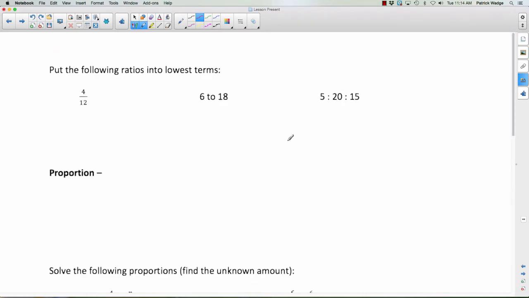Okay, let's practice that a little more. Let's put these ratios in lowest terms. I've done one of each type. A fraction, the word 2, and the colon. And you can see I have a 3-term ratio here. Okay, 4 to 12. We want to put it in lowest terms.